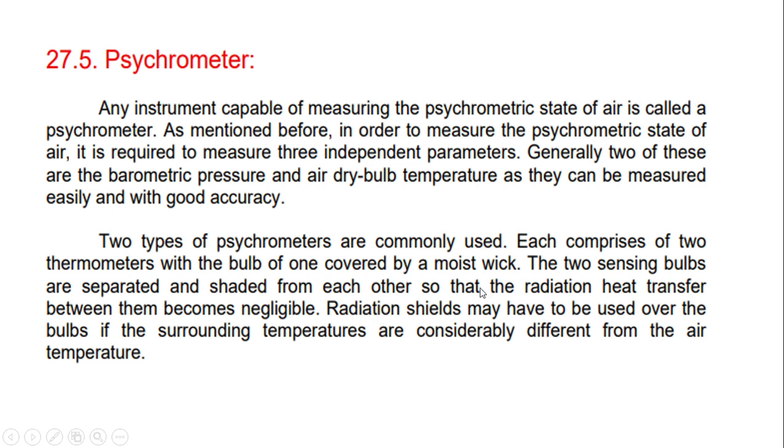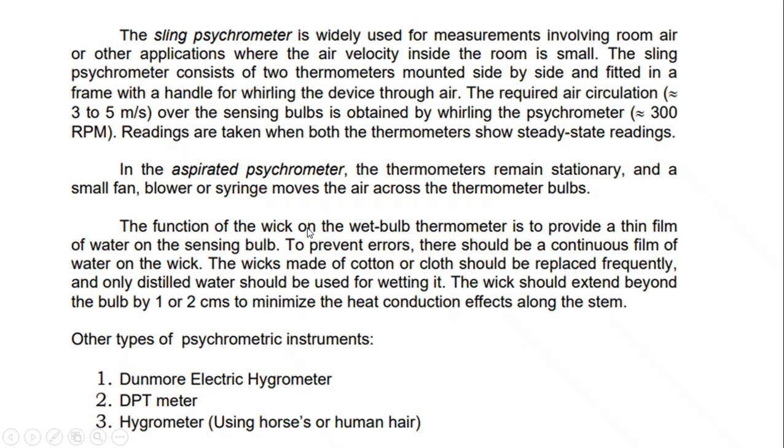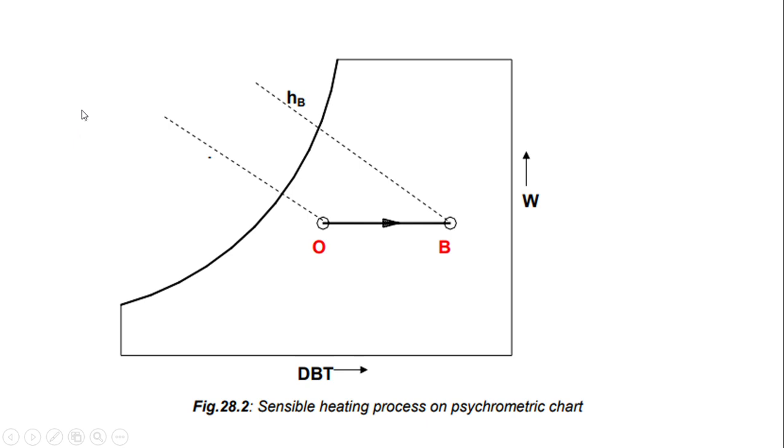One is the sling psychrometer, which is widely used for measurements involving room air and other applications. The other is the aspirated psychrometer. In this, the psychrometer remains stationary and a small fan, blower or syringe is used to draw air across the thermometer bulbs. Other psychrometric instruments are the Dunmore electric hygrometer, DPT meter and hygrometer. That's all for the psychrometric properties.